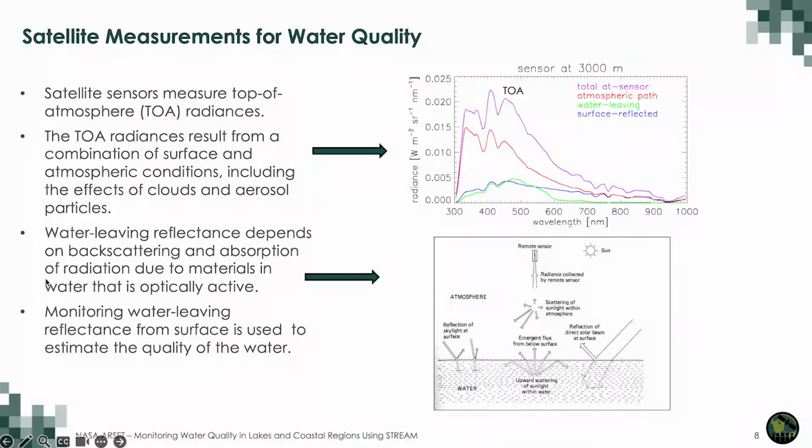So this water leaving reflectance depends on backscattering and absorption of radiation due to materials in water that is optically active, as shown here, that the water leaving reflectances, they depend on what is going on in the water, and these are the reflectances they are used to estimate water quality parameters.